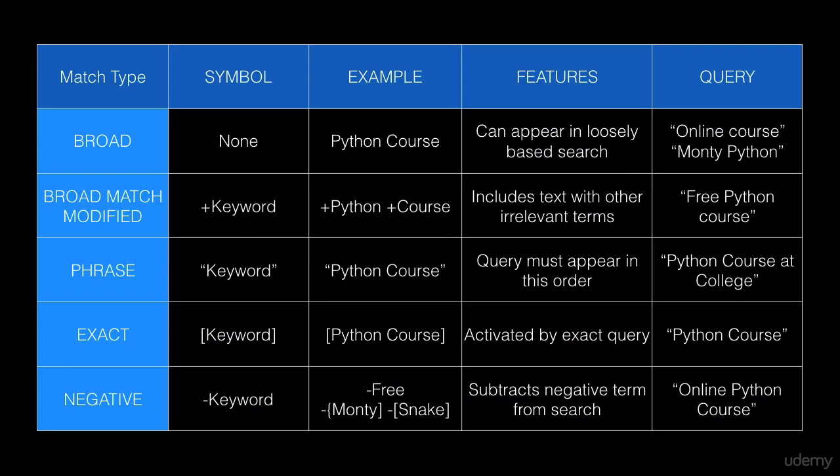For instance, Python course at college. So as long as you use the correct combination of keywords, you are reducing that risk.